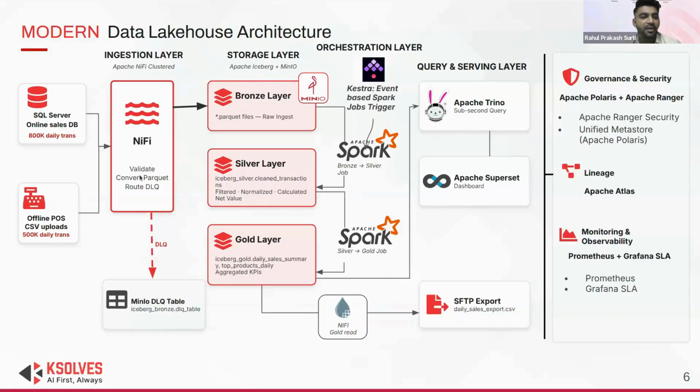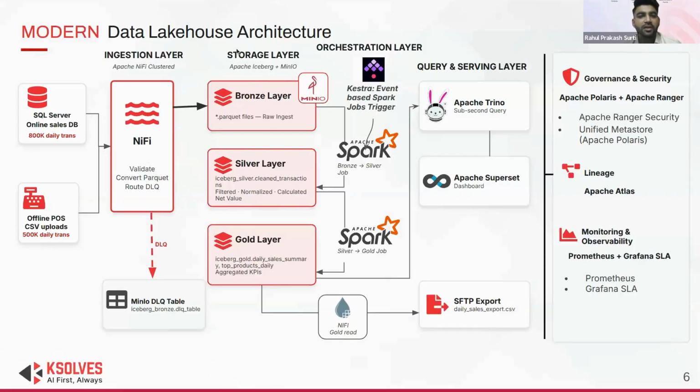If the data is not valid, if there is any corruption or maybe the schema validation has failed, then in that case it will push directly into the MinIO DLQ bucket. Now, whatever data we pushed into the bronze layer is raw data itself. We have not done any transformation over it. We have just validated it in NiFi.